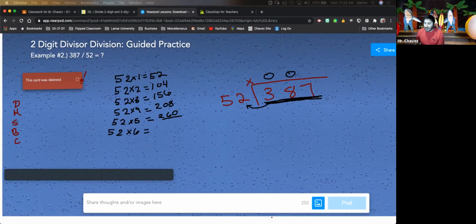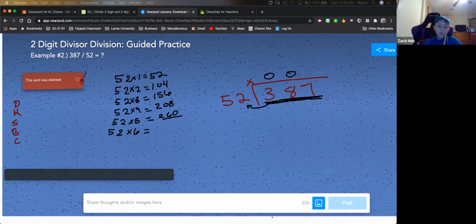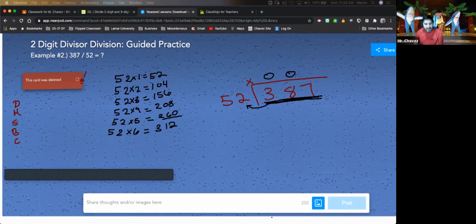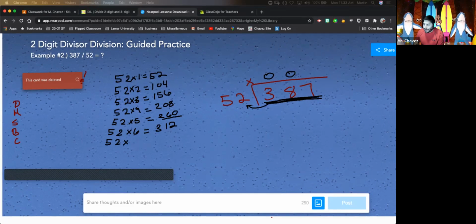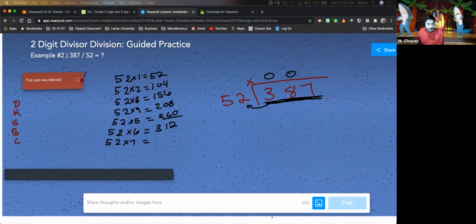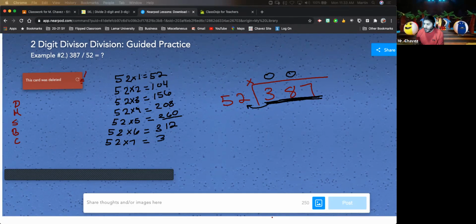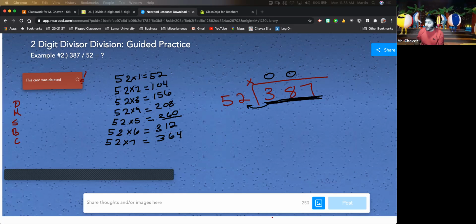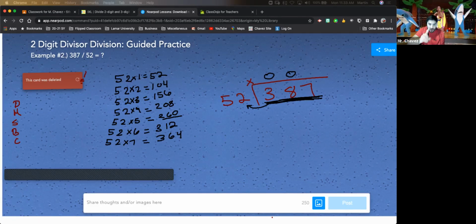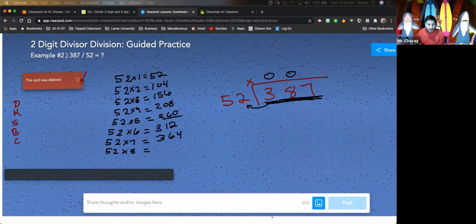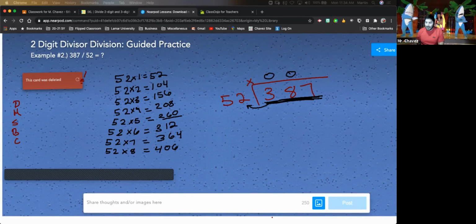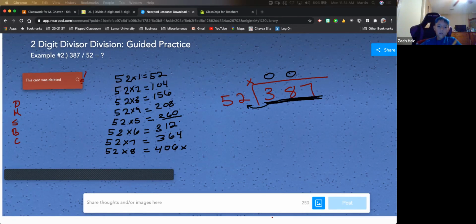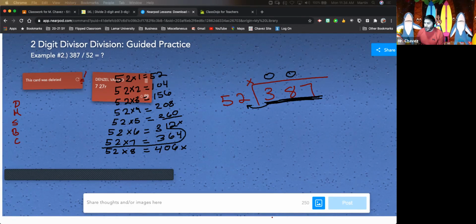What's 52 times 6? 312. I'm kind of there, but not quite. Let's try the next one. 52 times 7. 364. Hey, I'm getting close because look, 387, 364. Let's try one more basic fact. 52 times 8. 406. Yeah, that's too big, so this one's not going to work. 312 is too small. So this one is just right.